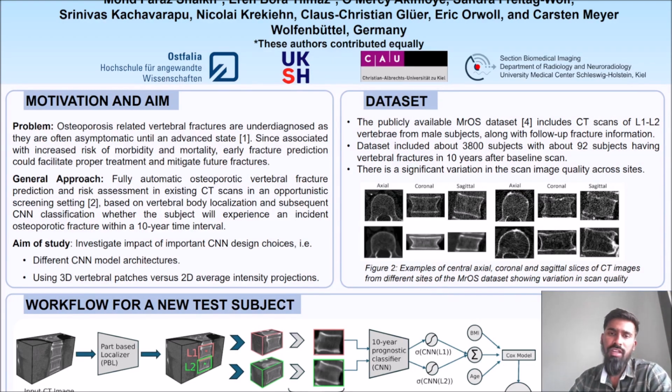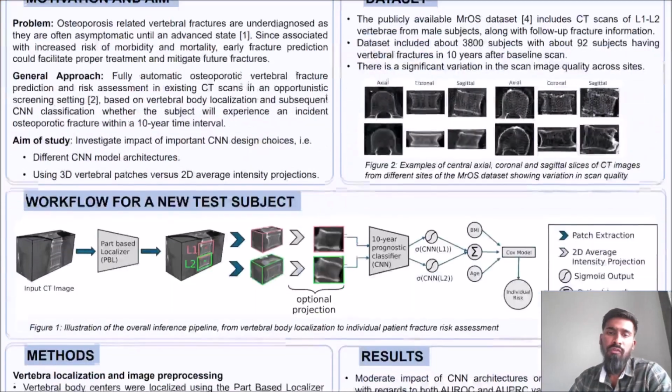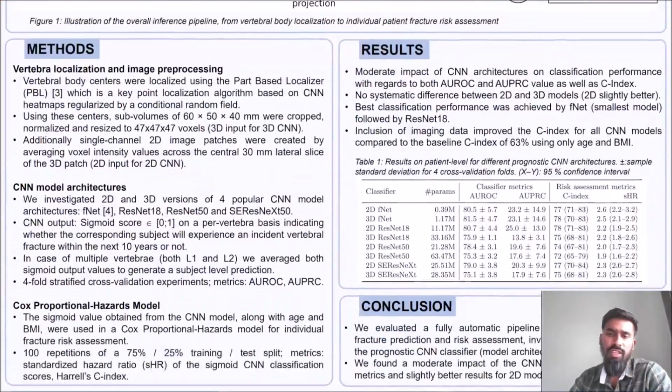The dataset was collected from 6 different clinical sites and show a significant variation in the image quality of the scan, which can be seen from different views of the example images below. Moving on to the results, we observed a moderate impact of the CNN architecture on the classification performance with respect to both AUROC, AUPRC and C-index.